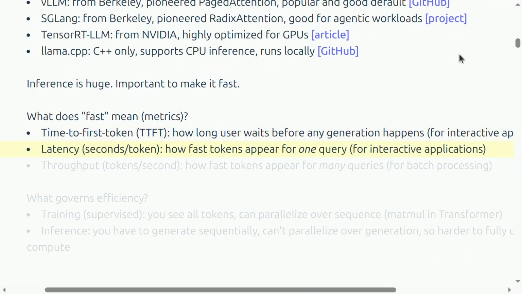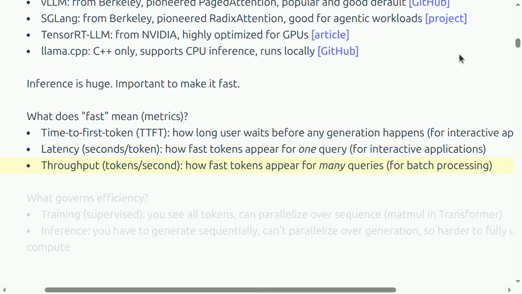So the second metric is latency. This is from the standpoint of an individual user: how fast are tokens appearing for one query. This is also important for interactive applications. So basically, this is how fast the tokens are streaming through.